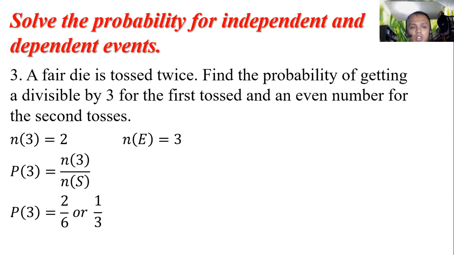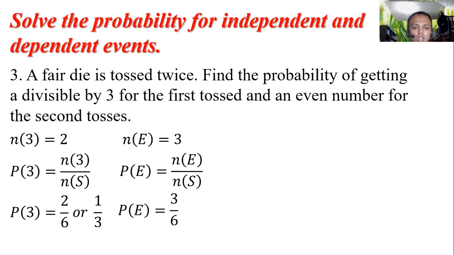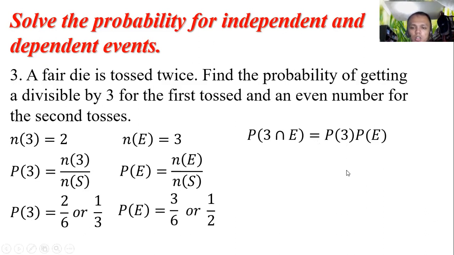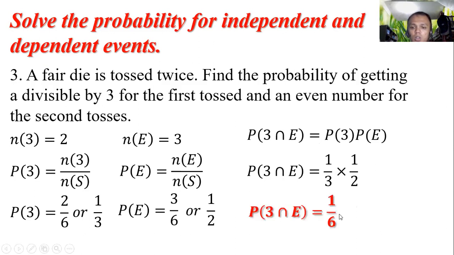Next number of event for even number is also 3 naman. Why? Because from 1 to 6 we have 2, 4 and 6 naman, no? So the probability here is equal to 3 over by 6 or 1/2. Then multiply na natin, no? Probability of the first event, divisible by 3, is 1/3. Probability of an even number is 1/2. So 1/3 times 1/2 is equal to 1/6. Okay?